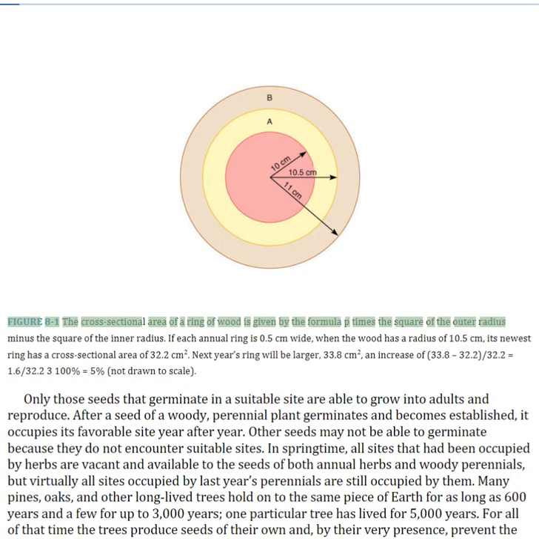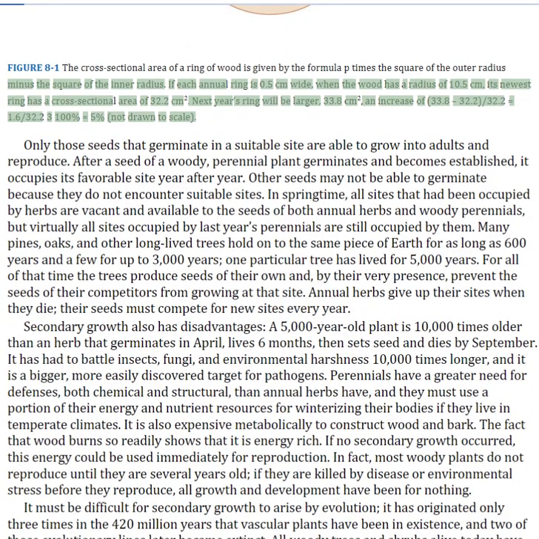Figure 8.1: The cross-sectional area of a ring of wood is given by the formula pi times the square of the outer radius minus the square of the inner radius. If each annual ring is 0.5 centimeters wide, when the wood has a radius of 10.5 centimeters, its newest ring has a cross-sectional area of 32.2 square centimeters. Next year's ring will be larger, 33.8 square centimeters, an increase of 1.6 divided by 32.2, times 100%, which equals 5%.